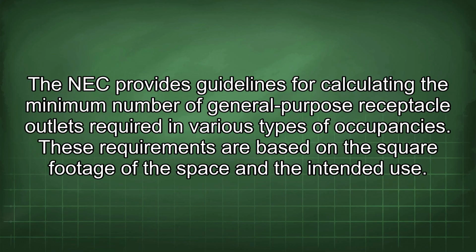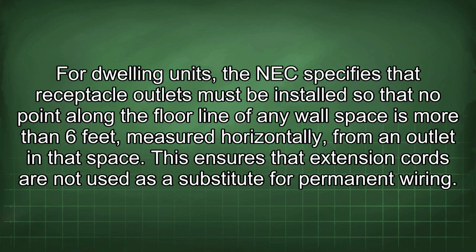The NEC provides guidelines for calculating the minimum number of general-purpose receptacle outlets required in various types of occupancies. These requirements are based on the square footage of the space and the intended use. For dwelling units, the NEC specifies that receptacle outlets must be installed so that no point along the floor line of any wall space is more than 6 feet, measured horizontally, from an outlet in that space. This ensures that extension cords are not used as a substitute for permanent wiring.